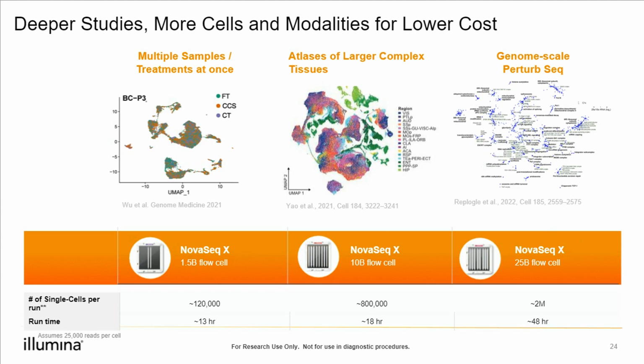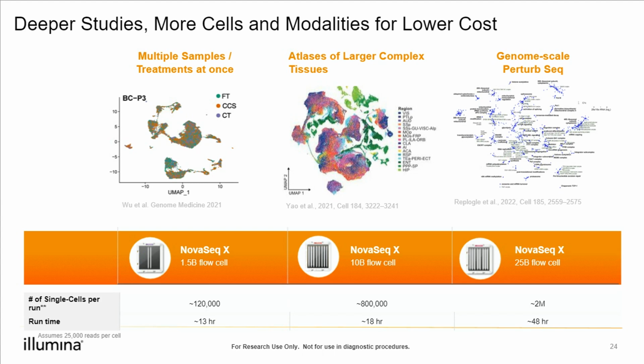The NovaSeq X benefits extend to many applications. Single-cell studies continue to require increased sequencing output. More complex tissues, cells, or modalities are now even more accessible on the NovaSeq X. The studies highlighted here can be enabled on a single run on the NovaSeq X flow cell output.